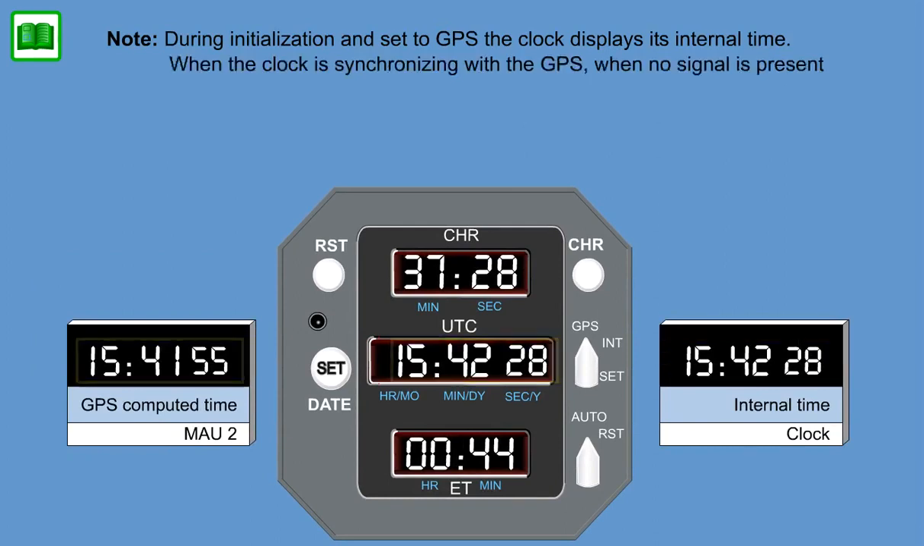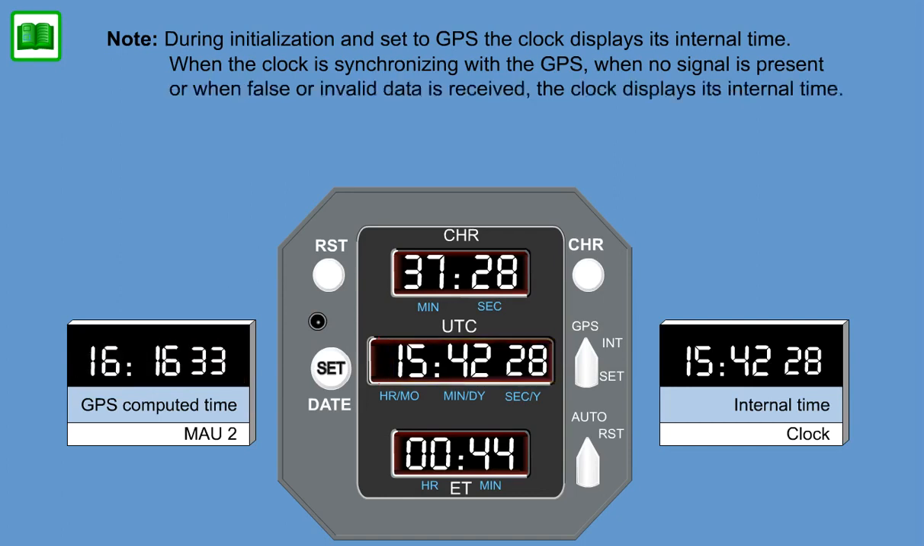When the clock is synchronizing with the GPS, when no signal is present, or when false or invalid data is received, the clock displays its internal time.